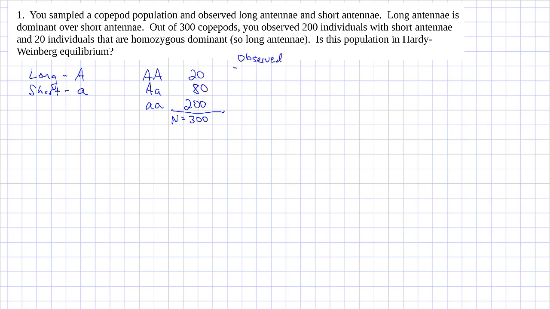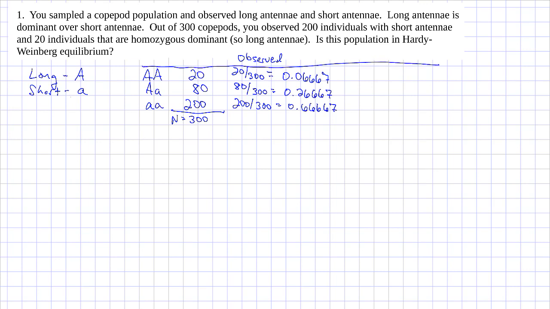Our observed frequency is 20 individuals over 300 total individuals, to get a frequency of 0.06667. I'd do the same for the heterozygote and the same for our recessive individuals. These are our observed genotype frequencies. We will use these to compare them to our predicted genotype frequencies.